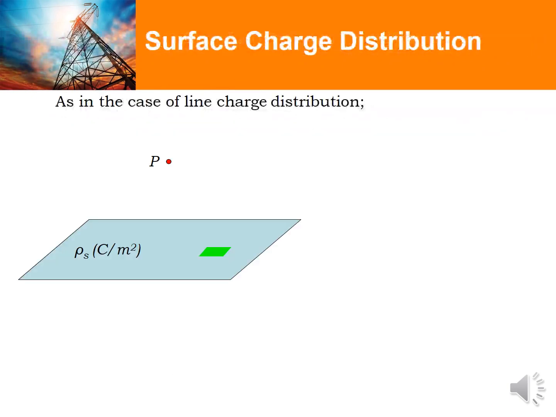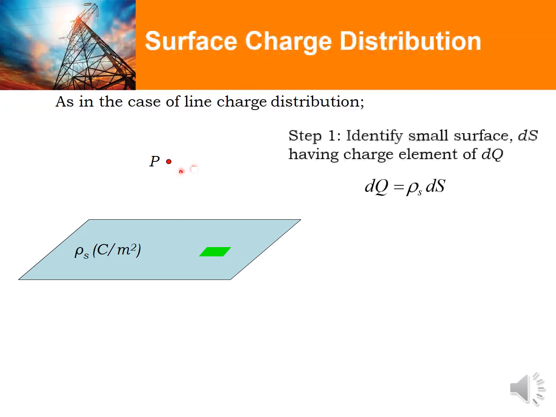Now, as in the case of line charge distribution, we can also apply Coulomb's law in order to determine the electric field at a particular point on a surface. Say, for example, we have a surface plane and a point P where we need to determine the electric field. Basically, to apply Coulomb's law, we identify one sample of surface, ds, and within the surface, we analyze the charge element dq, defined by ρs ds.